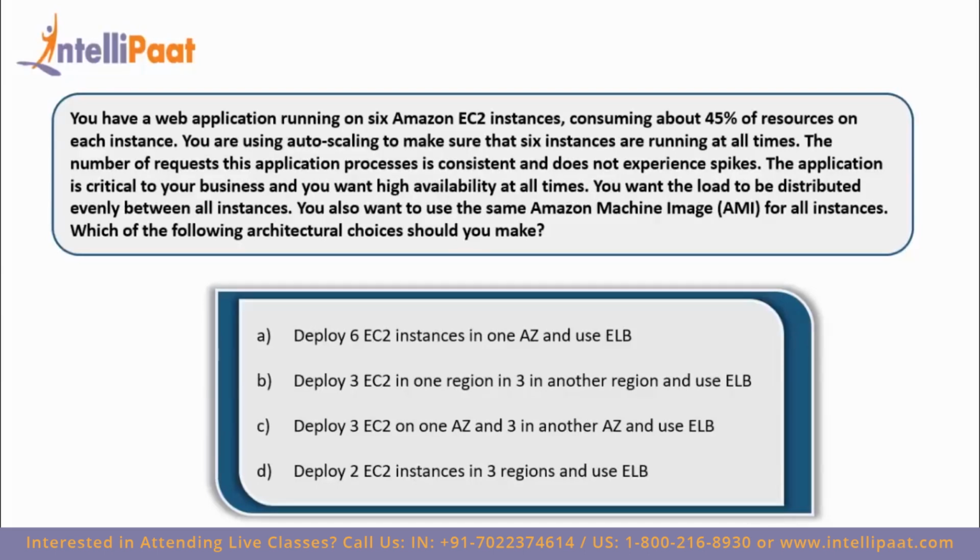So you have the options: deploy 6 EC2 instances in one availability zone and ELB; deploy 3 EC2 servers in one region and 3 in another region and use ELB; deploy 3 EC2 instances in one AZ, that is availability zone, and 3 in another availability zone; and deploy 2 EC2 instances in 3 regions and use an elastic load balancer. All right. Now, the correct answer for this would be C.